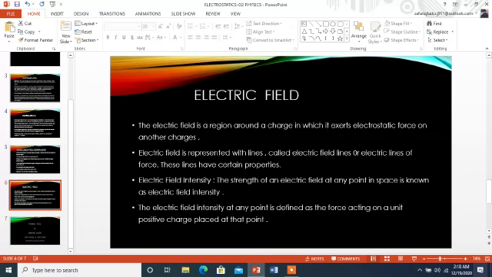Electric field is represented with lines called electric field lines or electric lines of force. These lines have certain properties. We will take into account these electric field lines in our next lesson.